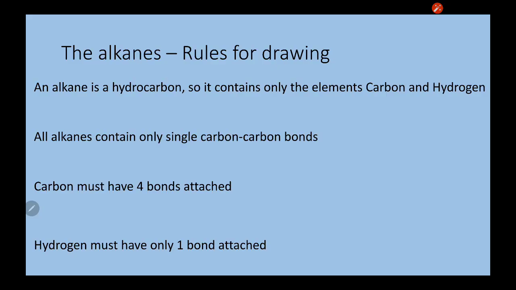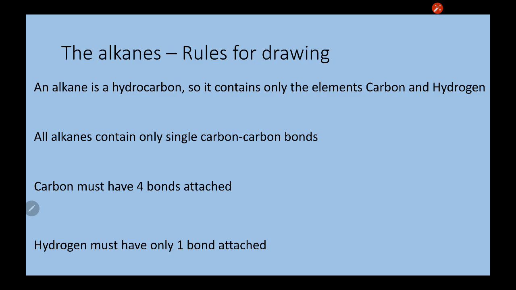Okay, first of all, a few rules. Now remember from the last video, an alkane is a hydrocarbon, so it contains only the elements carbon and hydrogen, which makes it nice and simple because we're only dealing with 2 different elements. An alkane also only contains carbon-to-carbon bonds, and those carbon-to-carbon bonds must be single bonds.